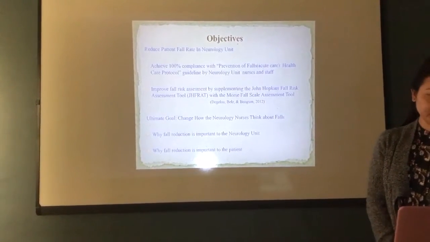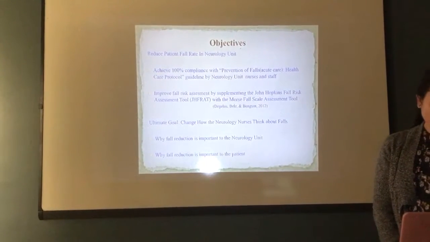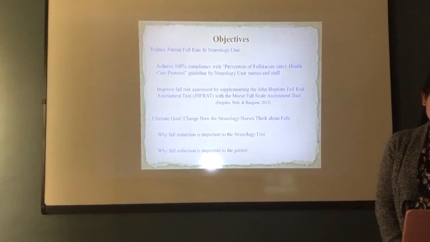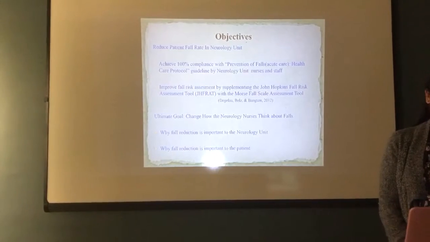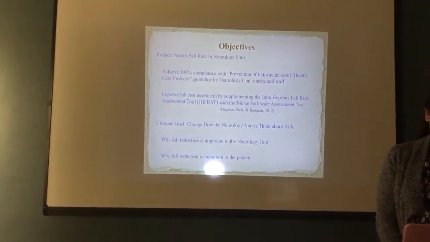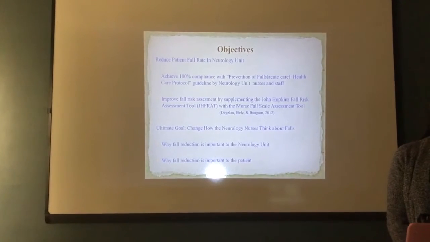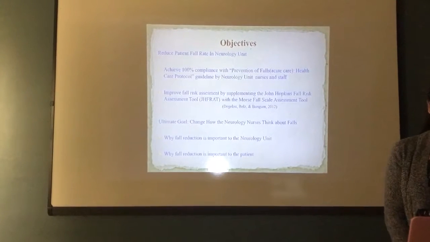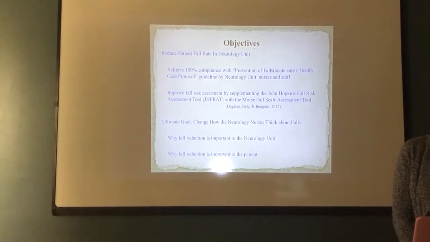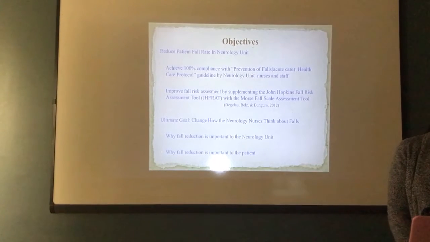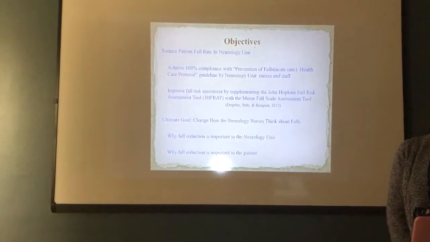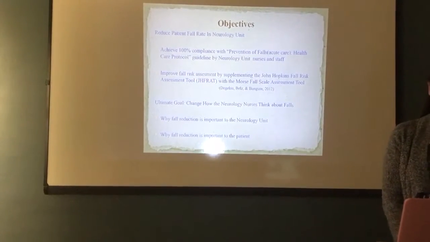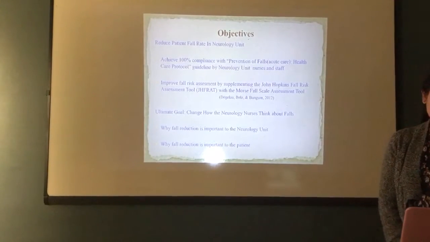What are the objectives of this presentation? The overall objective is to reduce the patient fall rate in the neurology unit. How will that be accomplished? First, it will be accomplished by achieving 100% compliance with the Prevention of Falls guideline by the neurology nurses and staff. The second way is by improving our current fall risk assessment tool, the Morse Fall Scale, by supplementing it with the Johns Hopkins fall risk assessment tool.